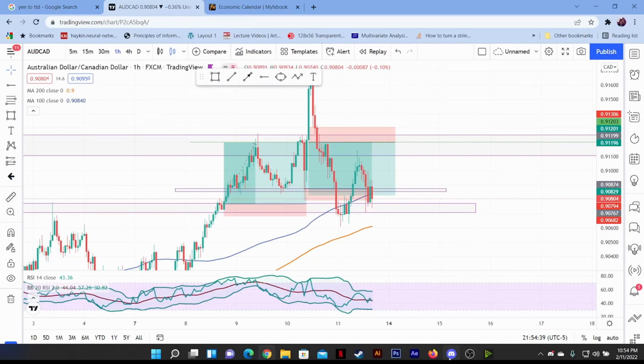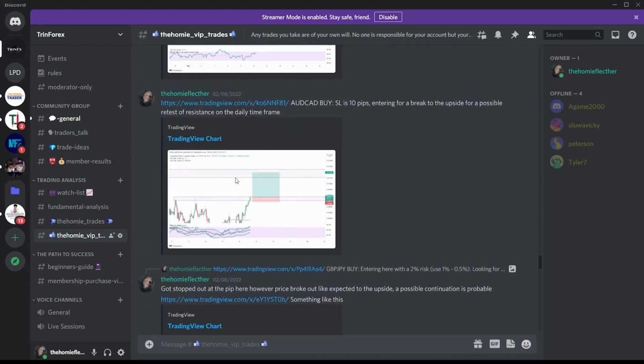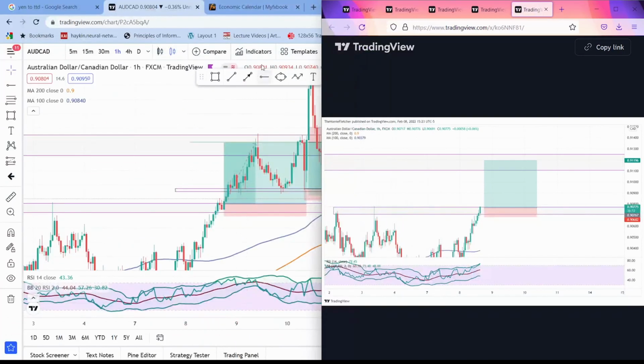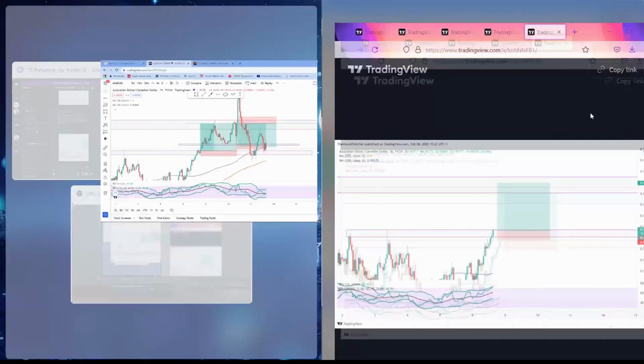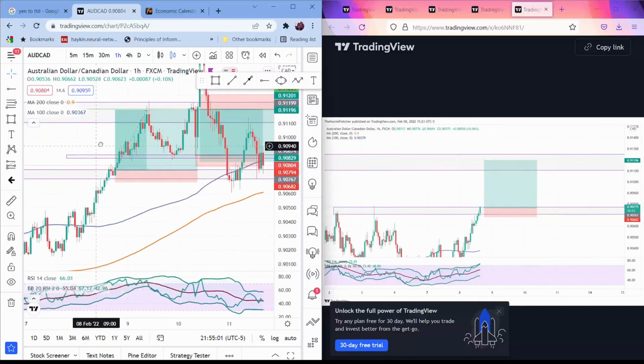It'd be wild. So this was an AUD CAD buy, 10 pip stop loss, entering for a break to the upside for a possible retest of resistance on the daily time frame. So let's just take this out here. I believe I left the levels the same here as well. So we could just move forward.